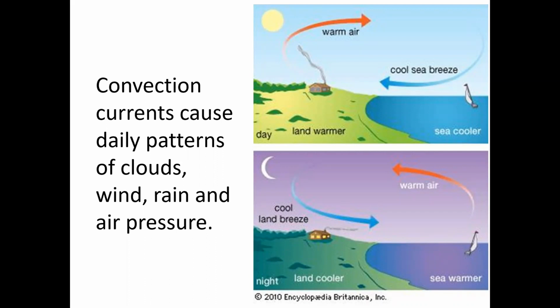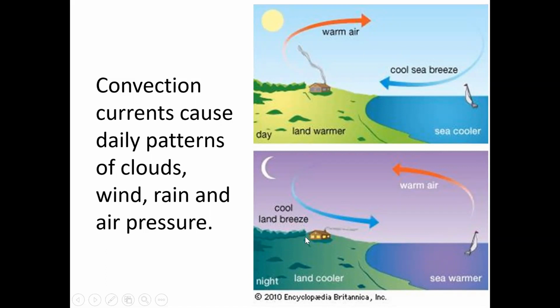So you can see here in this diagram that during the day, the warm land will heat the air up. The hot air will rise because it's less dense. And then what will happen is the cooler air will be drawn in from above the sea where it's cooler. And of course, this circulating air is a convection current.